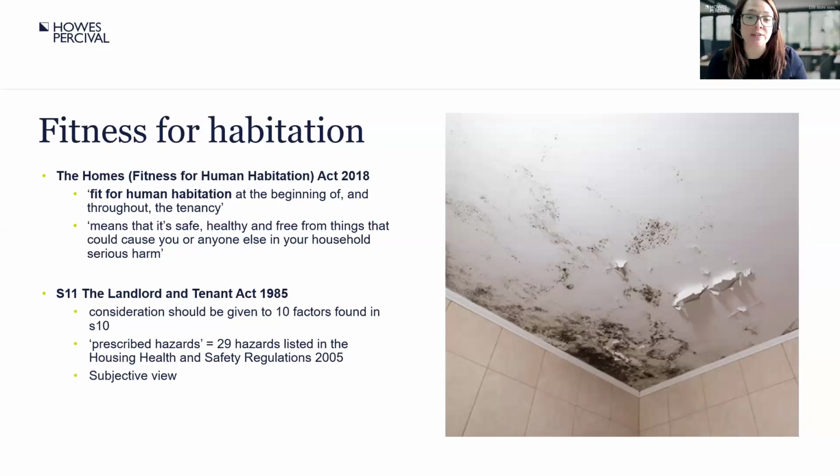Once you've gone through those, then for properties that are based in England, we also have to look at the prescribed hazards. And there are 29 listed prescribed hazards in the Housing Health and Safety Regulations 2005. And these provide a rating system for assessing hazards and identifying the best way of dealing with them. And the list of hazards includes things like damp and mold and excess cold.